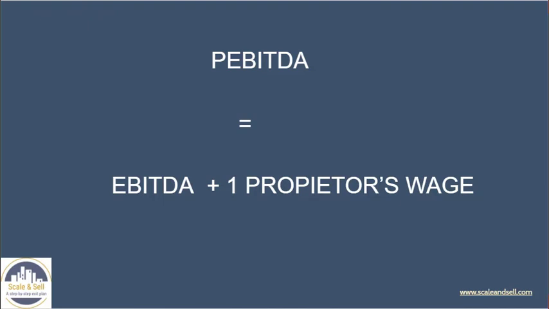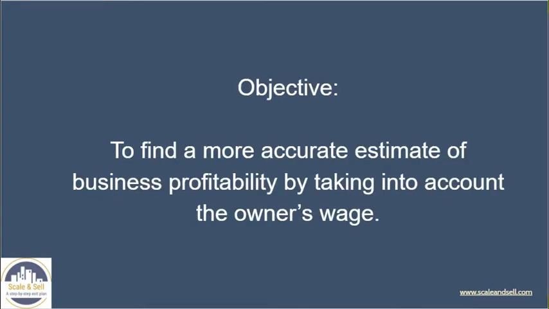Okay, so when we're talking about EBITDA, what we're actually talking about is EBITDA, earnings before interest, tax, depreciation, and amortization, plus the wage of one owner, one proprietor's wage. And the objective is to find a more accurate estimate of the business profitability, how much the business is worth, by taking into account that owner's wage, how much they're paying themselves.